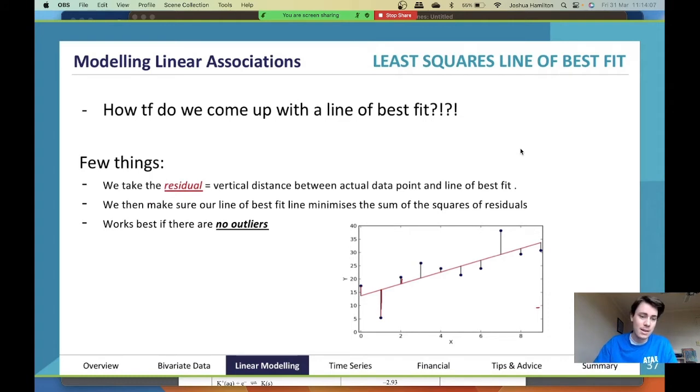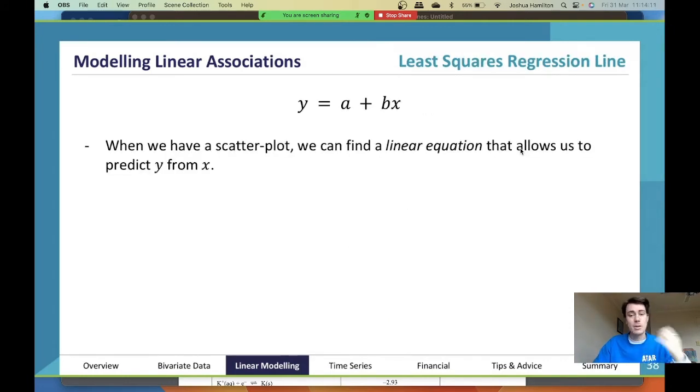Now, it works best if there's no outliers, because outliers would then skew all of that. Now, what's really important is that this sounds really difficult. It sounds super difficult. It sounds like something you're not going to be able to do easily. So, what's the best way of doing it? The best way of doing it is doing it on your calculator. Or, if you're given the right pieces of information, doing it by hand, and we'll discuss that.